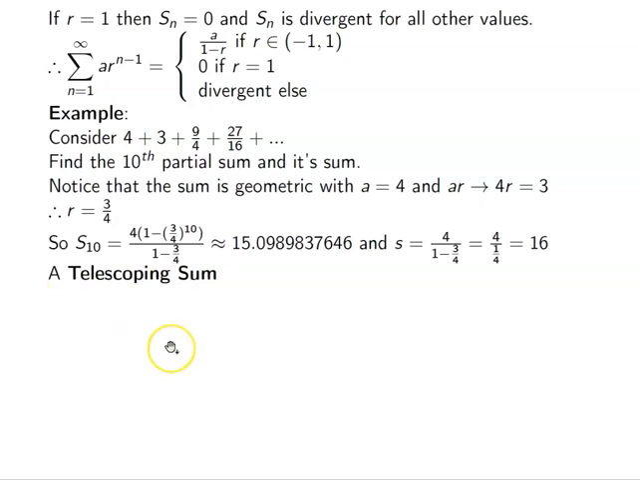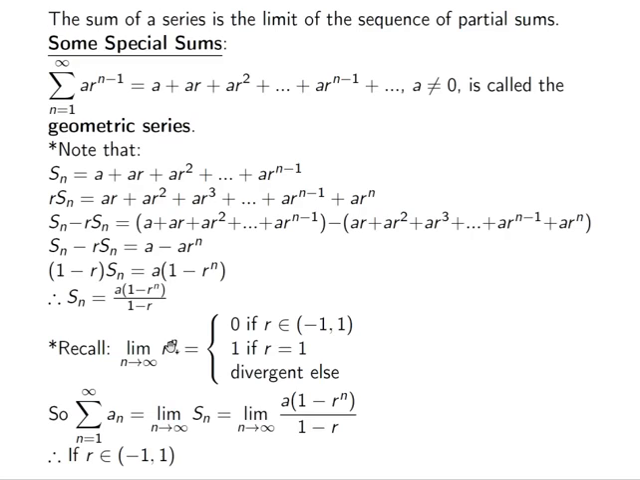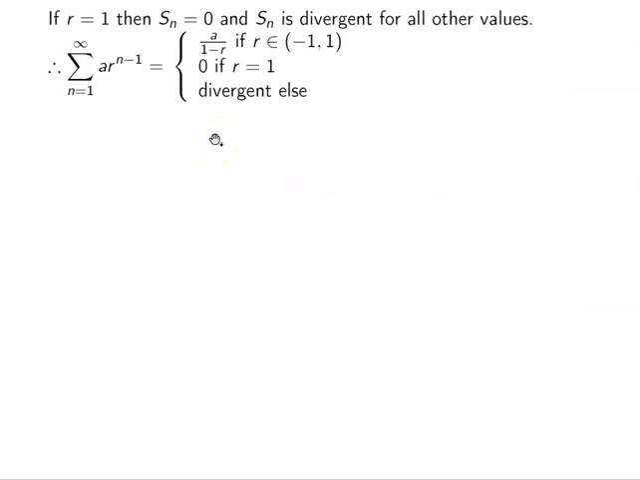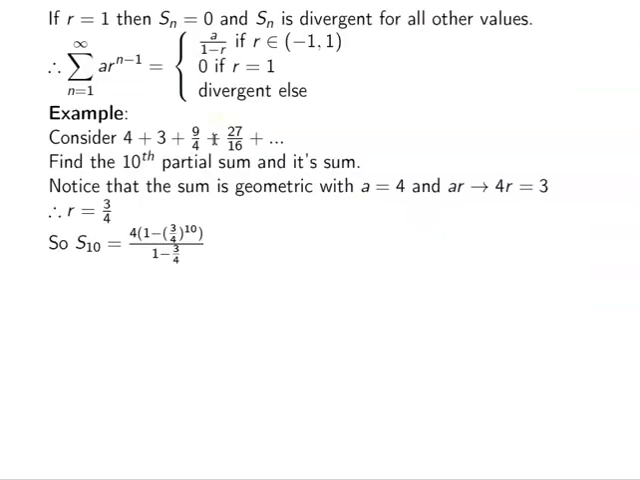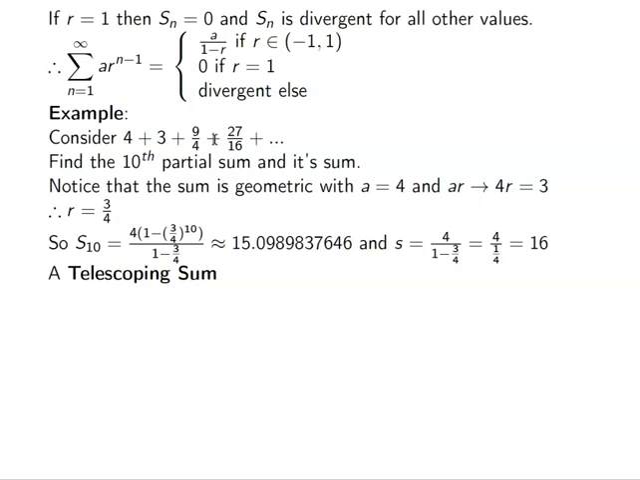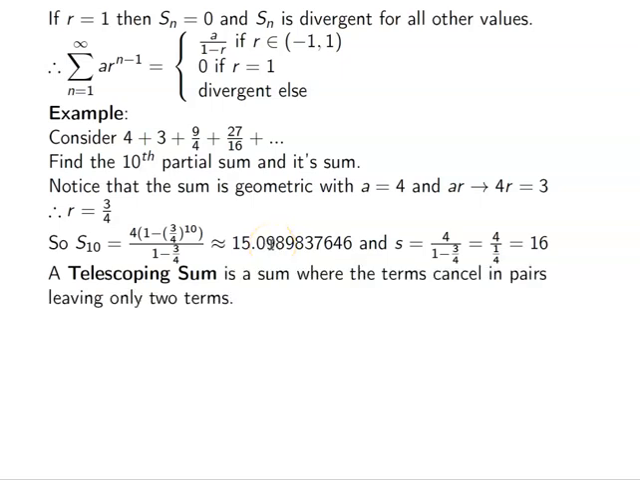Okay, so let's give a quick definition. Again, we're looking at some special sums. The first special sum was the geometric series. The next one is telescoping sums. We actually used an example of telescoping sums to derive our formulas for the geometric series.